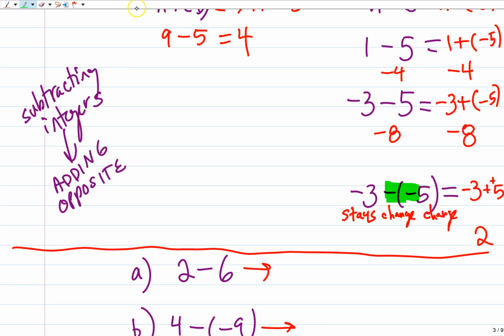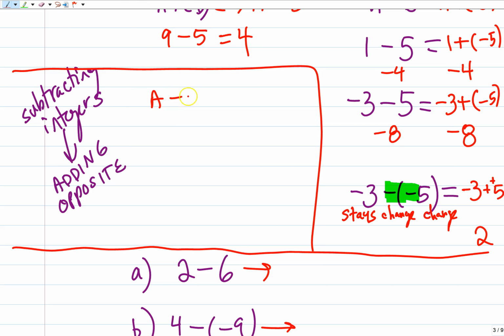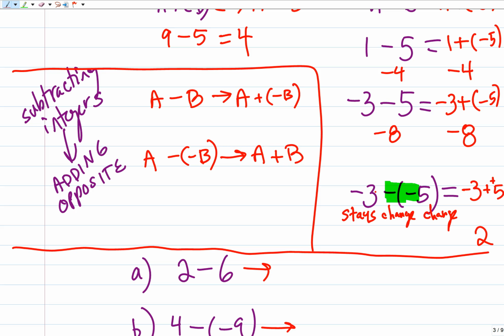But basically, these are my general notes here, okay? If I have A minus B, I can change that to what? A plus negative B. And if I have this crazy A minus a negative B, the minus a negative can change to adding the opposite. And I can change any subtraction problem into an addition problem, which makes it easier. Okay? Can I scoot it down?